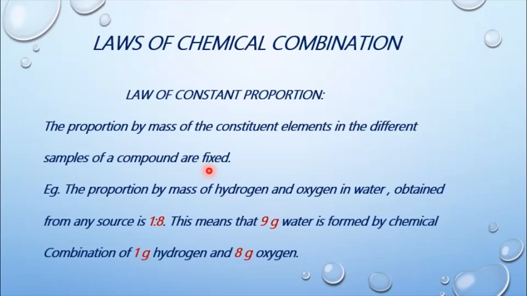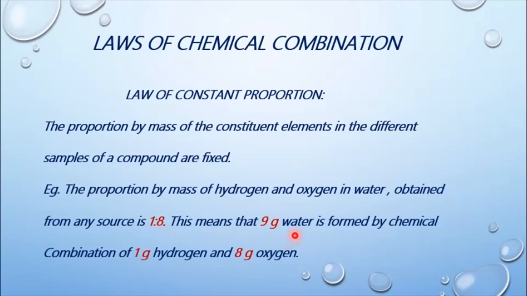For example, we will look at the proportion of mass of hydrogen and oxygen in water. Now we all know that water is formed by hydrogen and oxygen. When oxygen and hydrogen combine together, that is H2O, that time water is formed. So from any source it is 1:8. That means one part is always hydrogen and 8 parts are oxygen.